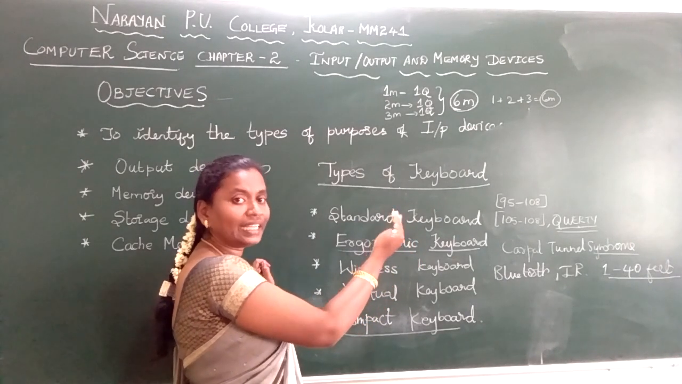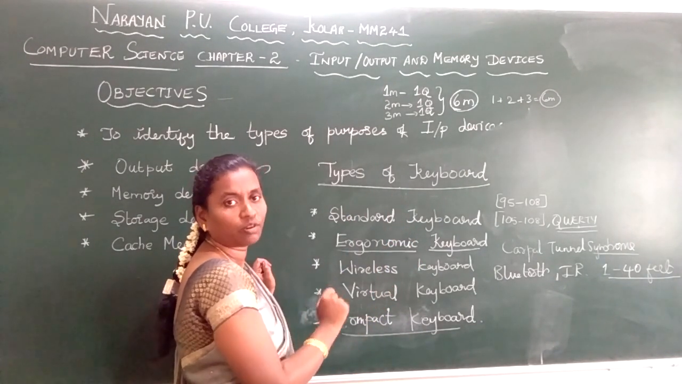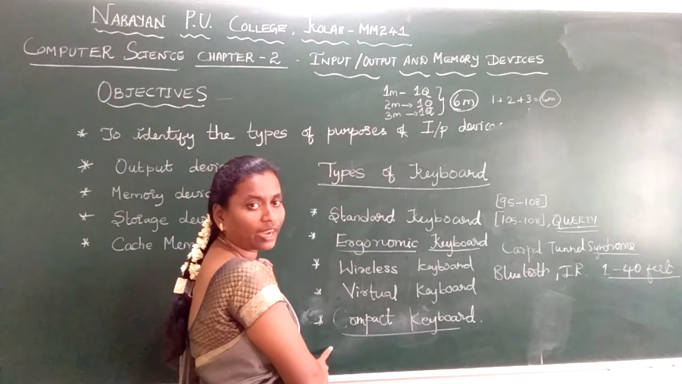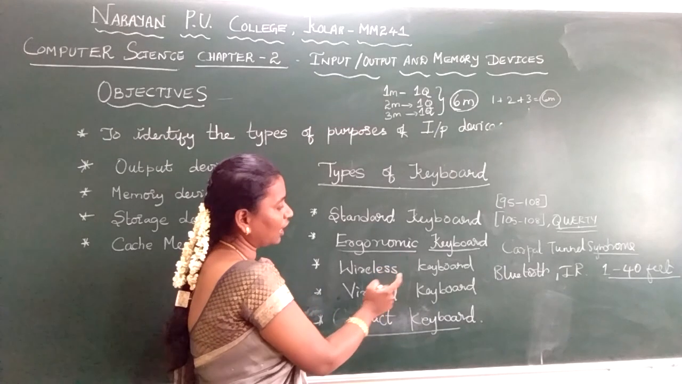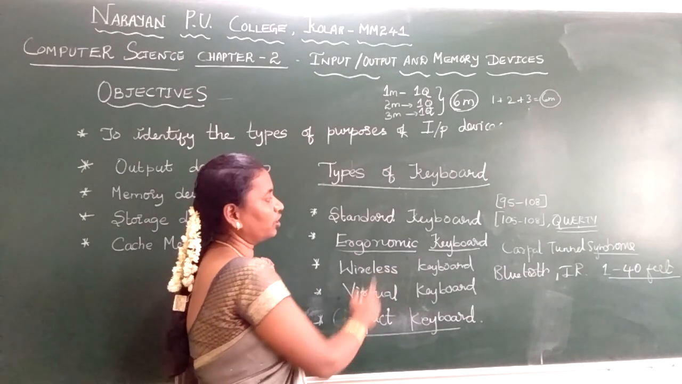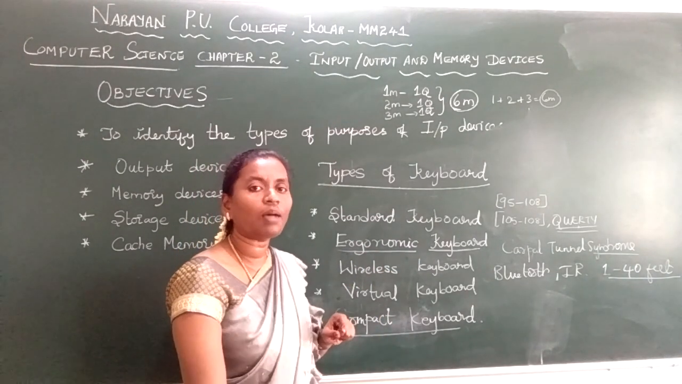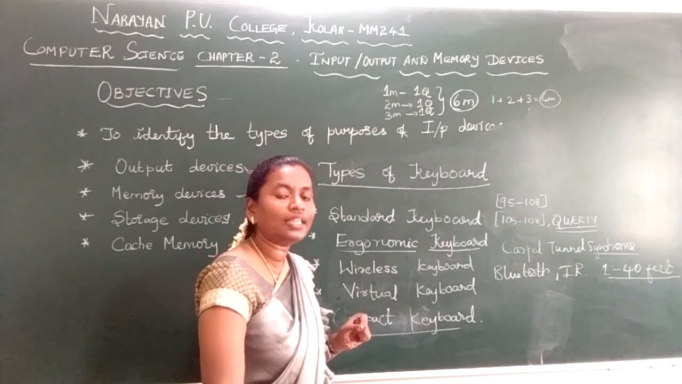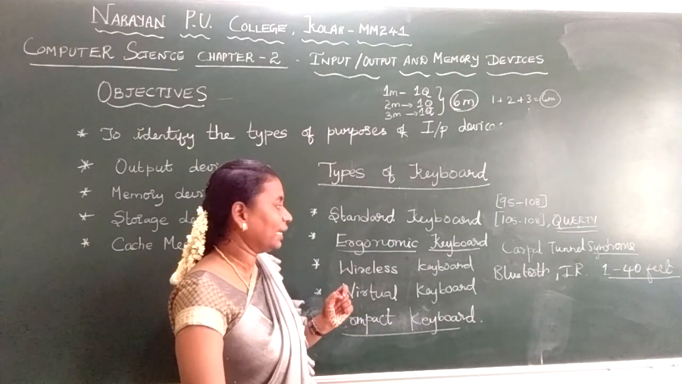Okay. So we are feeding the data inside the computer. For this we mainly use the input device keyboard. There are different types of keyboard. Five types of keyboard: standard keyboard, ergonomic keyboard, wireless keyboard, virtual keyboard and compact keyboard. So, for the standard keyboard, two things you have to keep in mind. It is a QWERTY keyboard. How many keys are present in the standard keyboard? Nearly 105 to 108 keys.